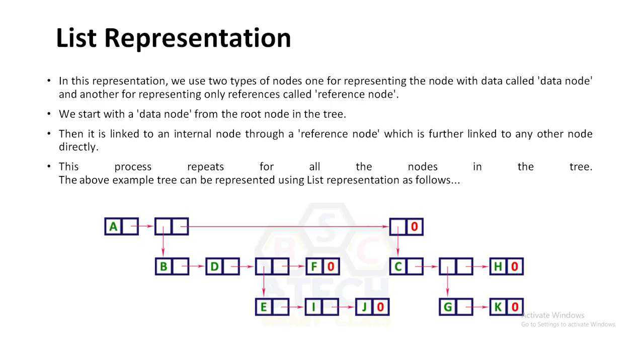List representation has two types of nodes, one for representing the data node and another for the reference node. We start with the data node, and from the root node in the tree it is linked to an internal node through a reference node. So two different kinds of nodes are needed, one for the data and another for the reference.